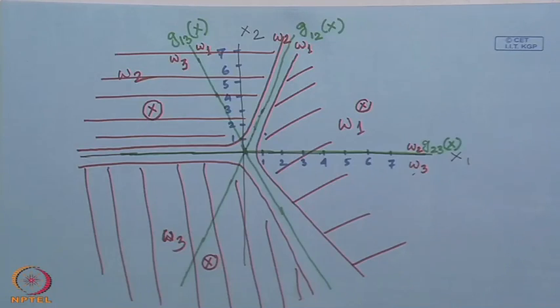So, from these different discriminating functions, when I get the decision boundaries, they divide the space into three different subspaces, where every subspace is allotted to one of the classes. So, this was a very simple case.